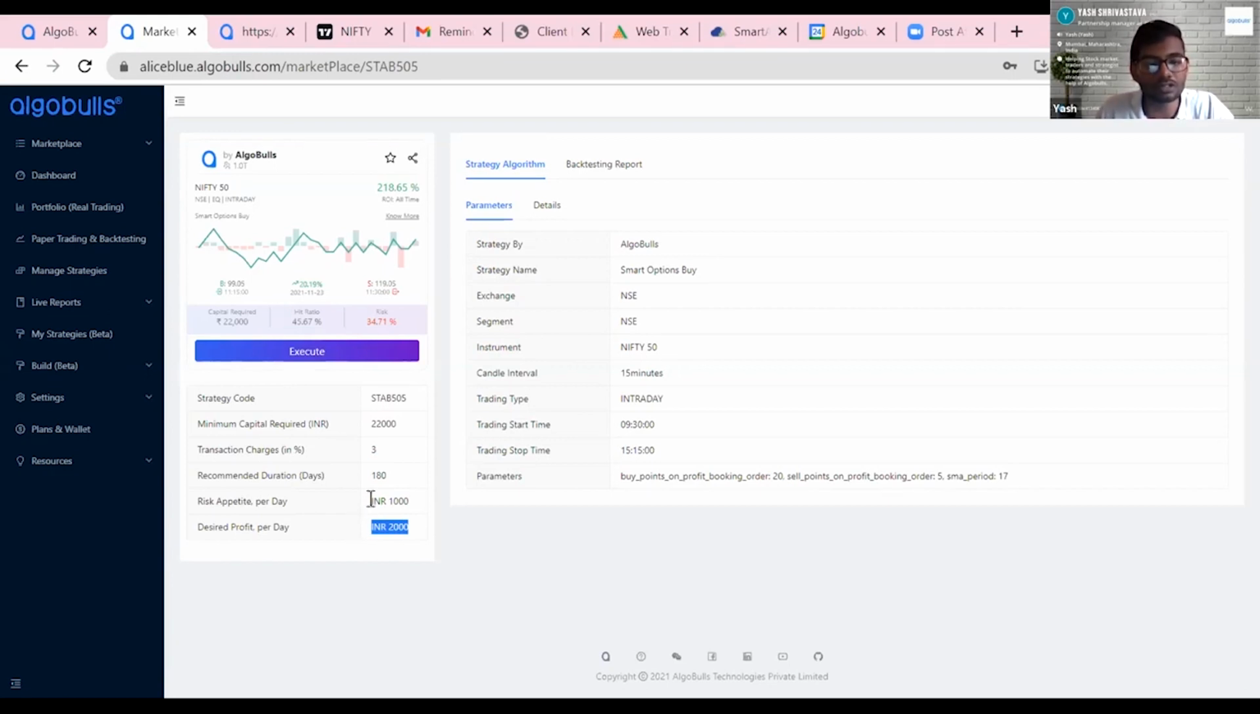It shows what risk the strategy has, what desired profit it has, and the recommended duration for which you need to run the strategy. Apart from that, you will see a few of the parameters the strategy is based on. It shows buy points on profit booking order 20 and sell points on order 5, and this is based on SMA, which is the moving averages period.